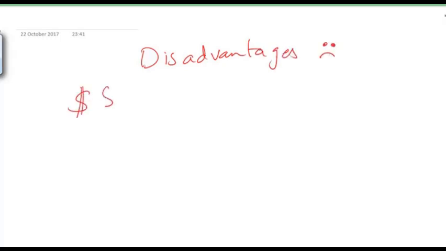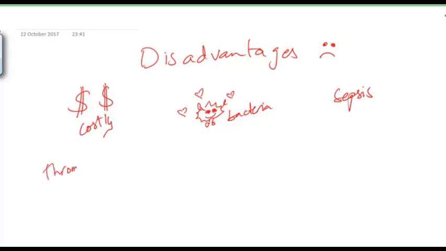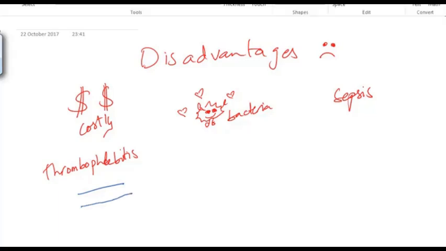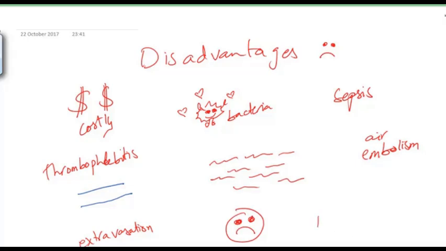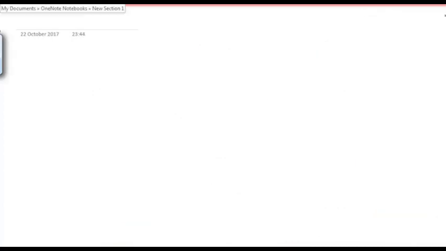Now, the disadvantages are that it can be very, very costly, and it can cause infection at the site of entrance when the syringe goes in. It can cause sepsis, it can cause thrombophlebitis, which is inflammation of the vein. It can cause air embolism, fluid overload, extravasation, and it can cause psychological effects on patients who don't like it. Lots of devices are used for it, and it can be painful, at times extremely painful. So that is all the disadvantages.